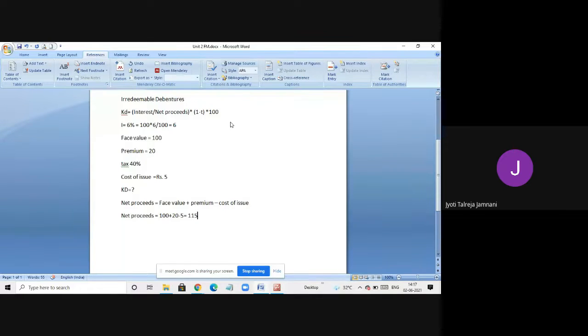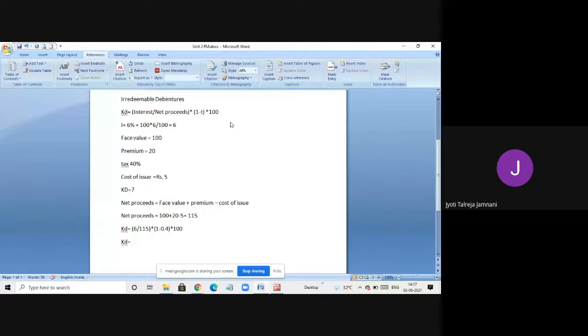Now we can put the values in the formula and find the cost of debt. So cost of debt is equal to interest 6 rupees divided by net proceeds 115 rupees into 1 minus tax rate. So 1 minus the tax rate, which is 40%, so 0.4. 1 minus 0.4, I'll get 0.6. That means 60% is the after tax value, into 100 because we need the value in percentage. We are talking of cost of debt in percentage terms.